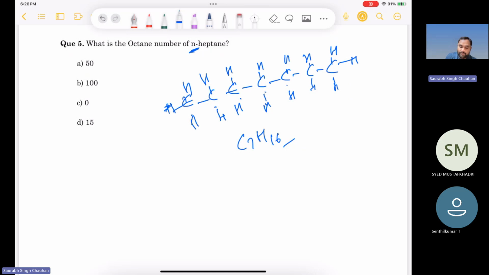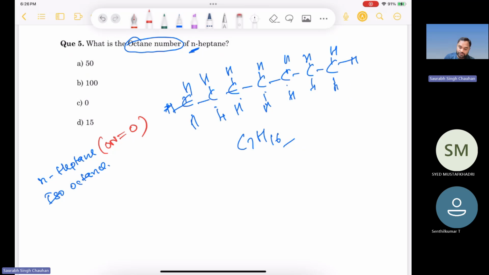You have studied how the octane number is measured. How do you quantify the octane number? So you have a mixture of n-heptane and isooctane, right? N-heptane has the octane number of 0, and isooctane has octane number 100.